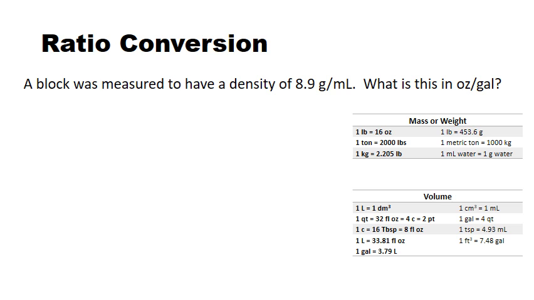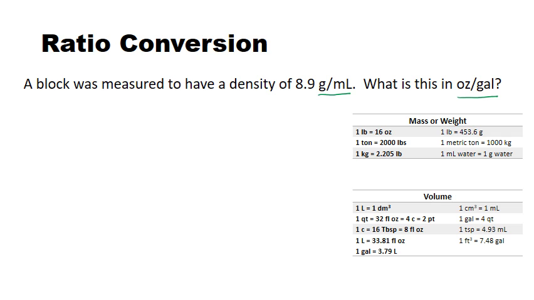The example that I show here is where you're going with density and you're going from 8.9 grams per milliliter and I'm asking you to go to ounces per gallon. There are a lot of different methods that people use to do this. I'm just going to show you one. As long as you get the correct answer and the logic works, then I don't care which method you use, but I am only going to show you one.